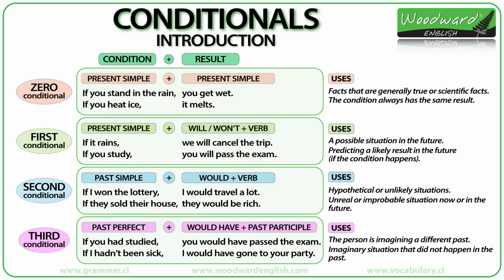So, in general, zero conditional refers to facts. First conditional and second conditional refer to the present or future. However, second conditional sentences suggest it is less probable or imaginary. Third conditional refers to the past. There are more than these 4 types of conditional sentences, though these are the ones that are used the most. We will look at other types in future lessons.